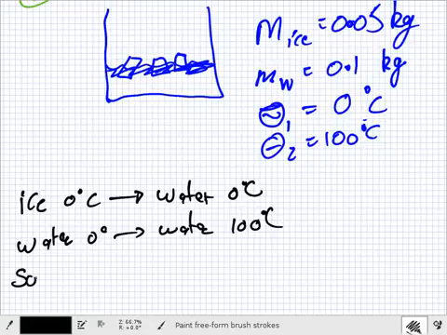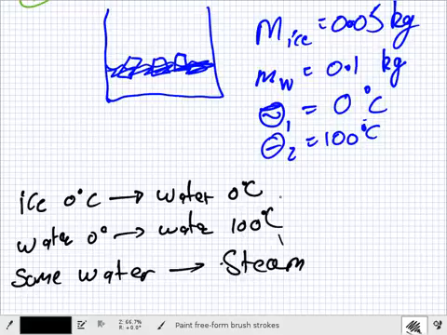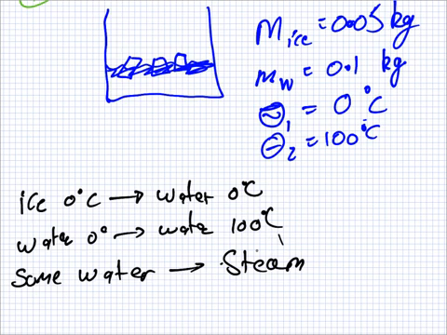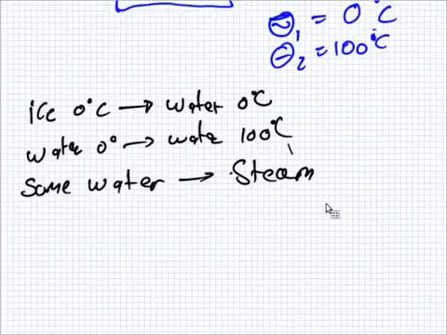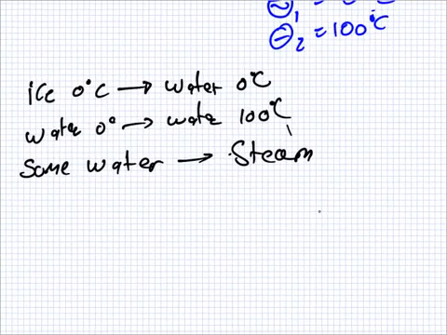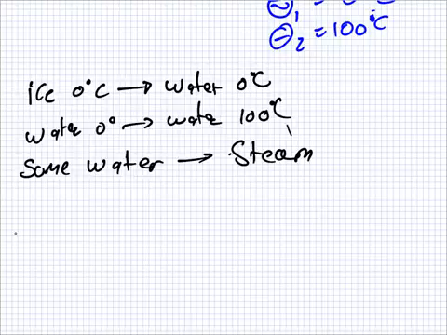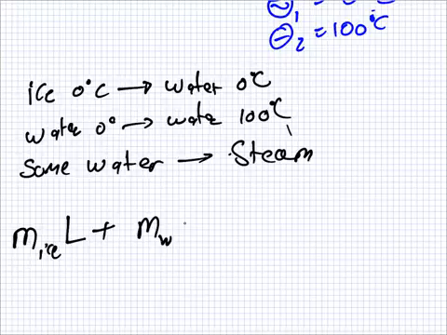And then finally, some of the water must become steam. So there are 3 things to add together here. The first one is the ice. So that is M of the ice times L. Then the water, mass of the water, mc delta theta. And then lastly, the mass of the bit that you want to become steam, so ml again.